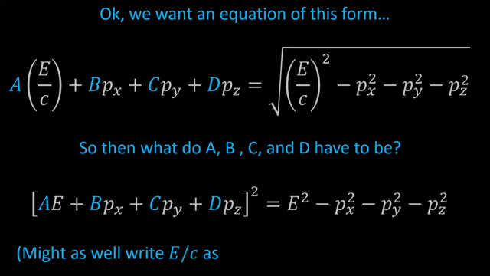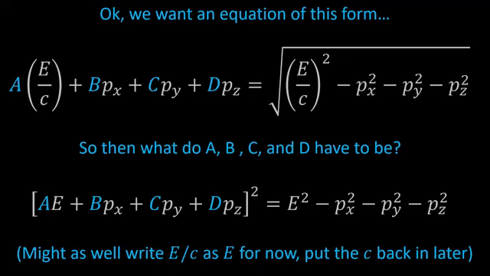I'm going to drop out the c factor for the speed of light. We'll put it back in later. I just don't want to carry it around, so this just makes the equation look a little simpler. Okay, so what happens when we square both sides?